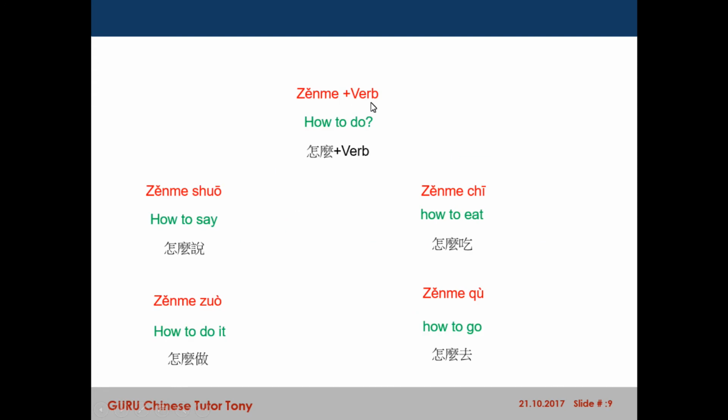Okay, so here we're going to explain some grammar. Today we're going to teach 怎么 and you put the verb, meaning how to do. First one, 怎么说, how to say. 说 means say. 怎么说中文, how to say Chinese. 怎么吃, how to eat. 吃 means eat.